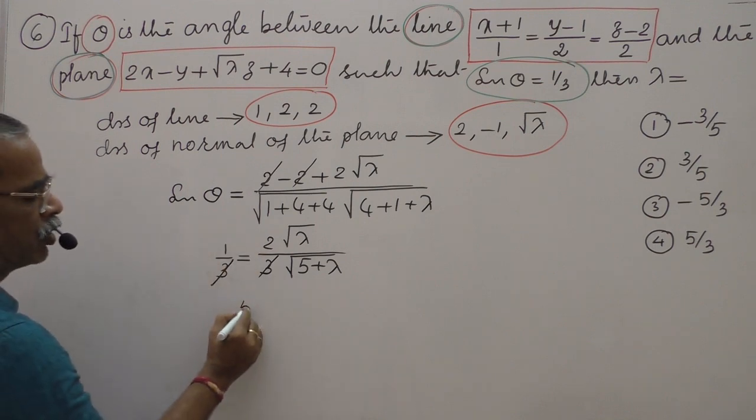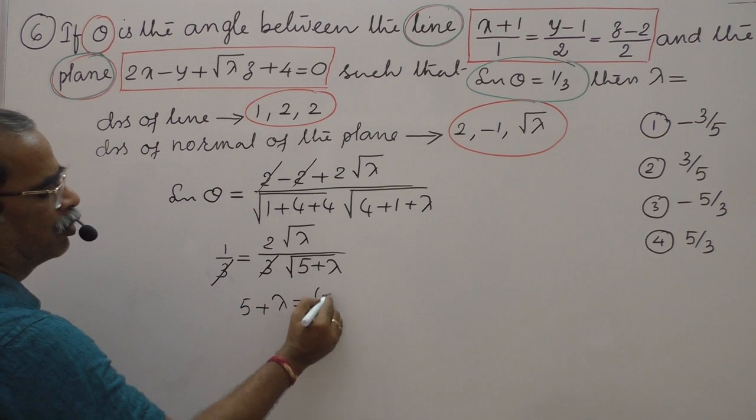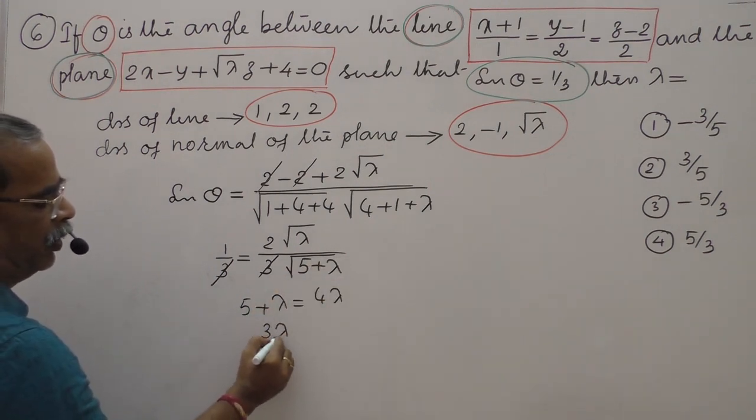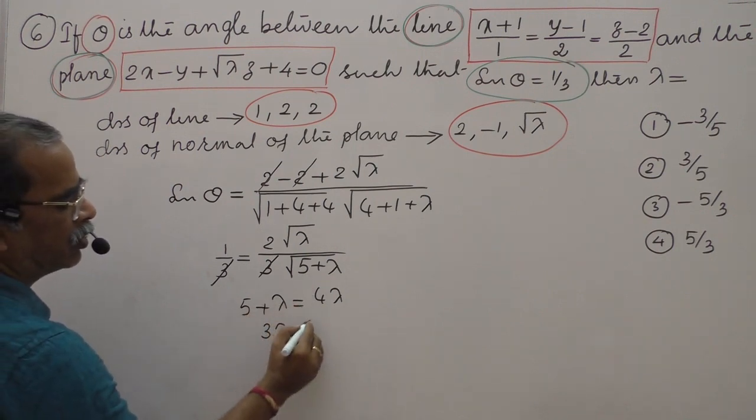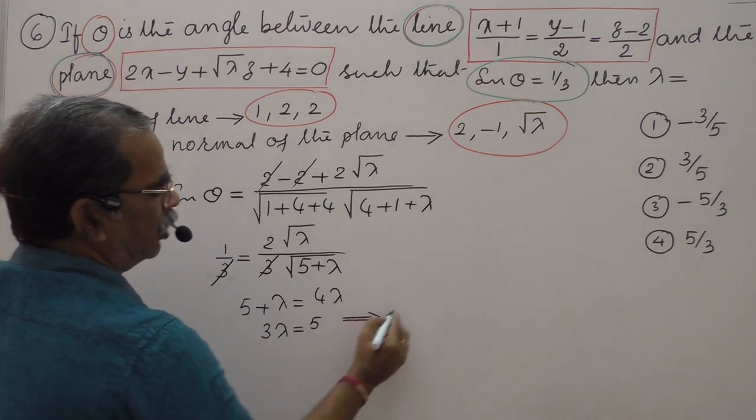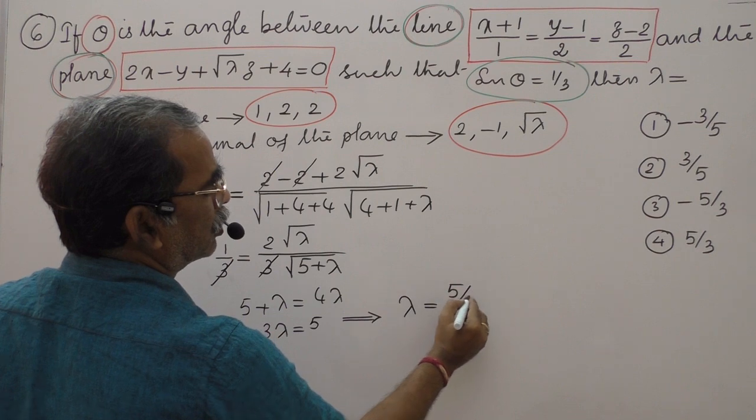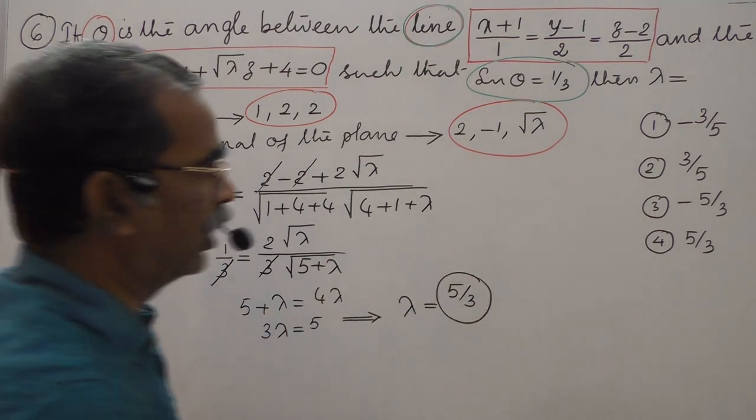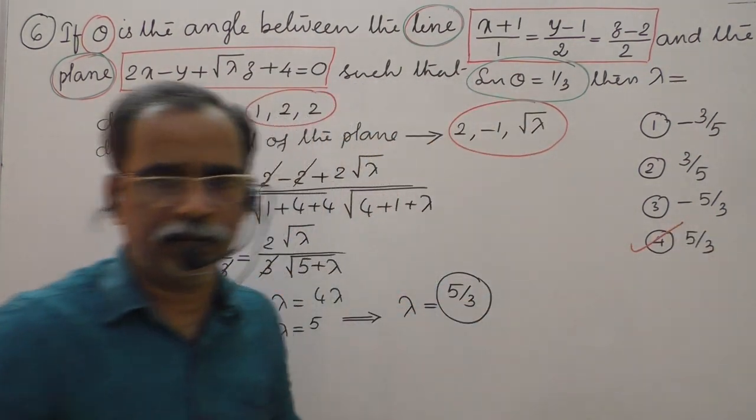So squaring both sides, cross multiplication, this becomes 4 lambda. If I write lambda on the right side, it becomes minus. 4 lambda minus lambda is 3 lambda. Left side 5 is there. This implies, what is the lambda value? It is 5 by 3. So asked lambda value, what is it? 5 by 3. Fourth option, yes.